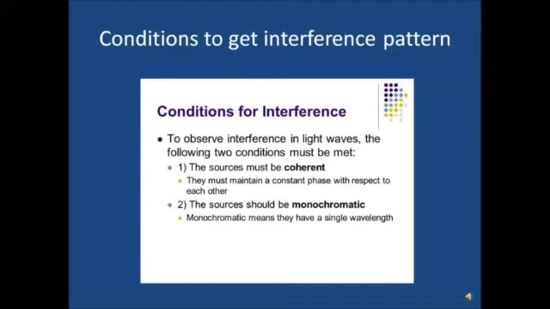Conditions to get interference pattern. To observe interference in light waves, the following two conditions must be met. The sources must be coherent. They must maintain a constant phase with respect to each other. The sources should be monochromatic. Monochromatic means they have a single wavelength.